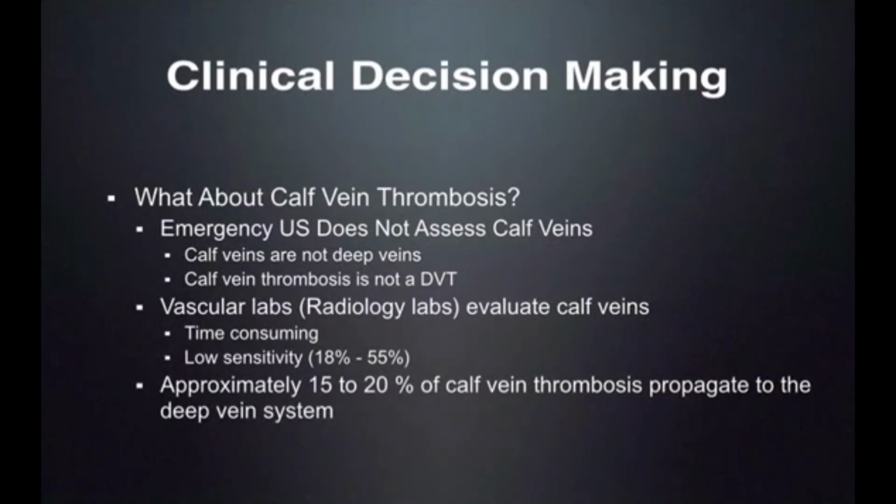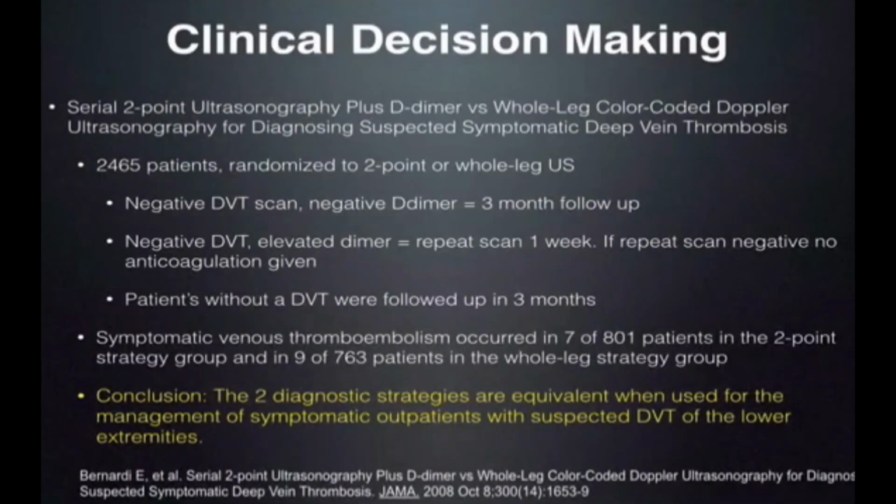Well, calf veins are not considered deep veins. So when we're looking for a DVT, it makes sense that we wouldn't be looking in the calves for DVTs. Now, approximately 20 to 30% of clots in the lower extremities do occur in the calves. Approximately 15 to 20% of calf veins will propagate if there's a thrombosis into the deep venous system. So that's why the calves have the importance. That's the reason that the radiologists perform the calf veins.